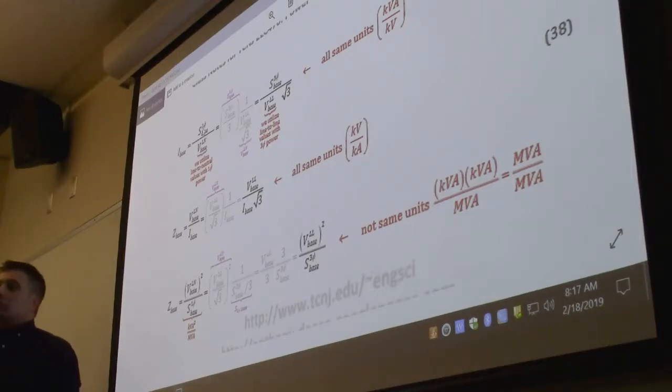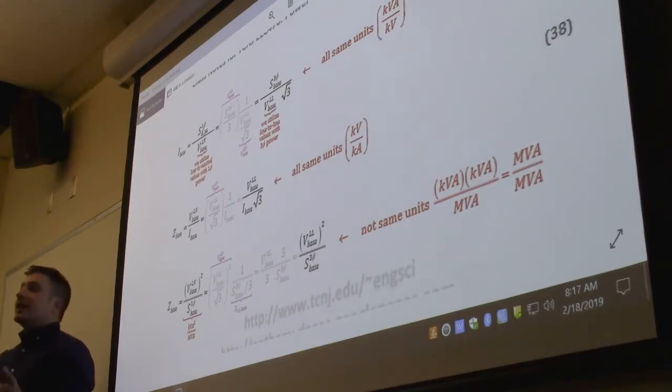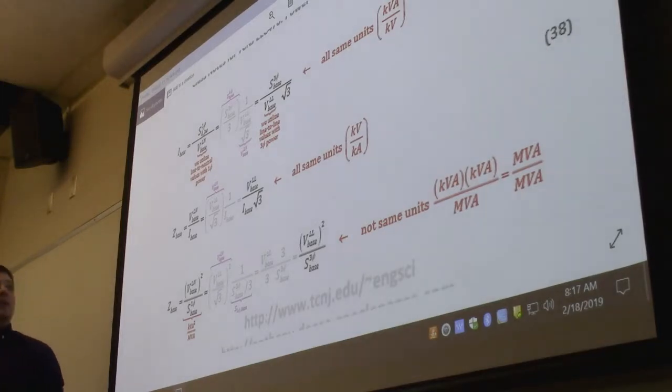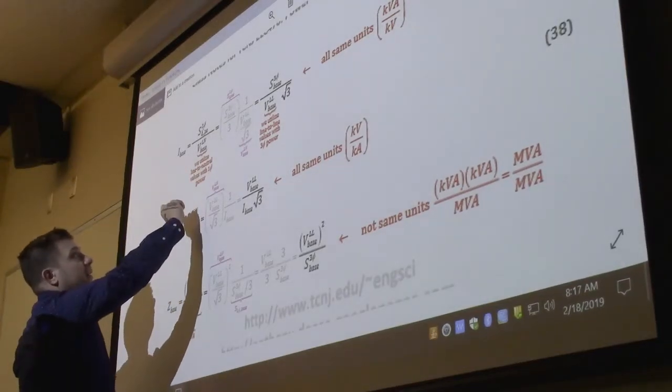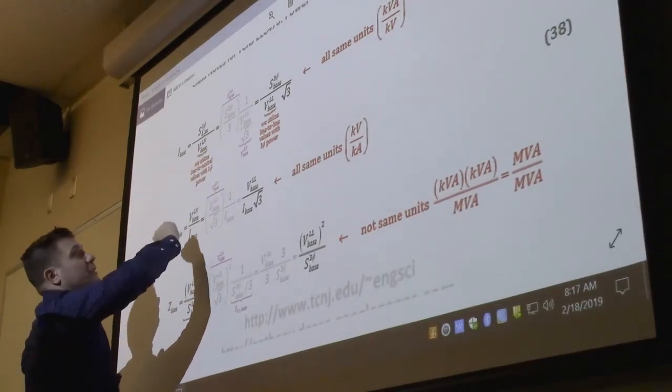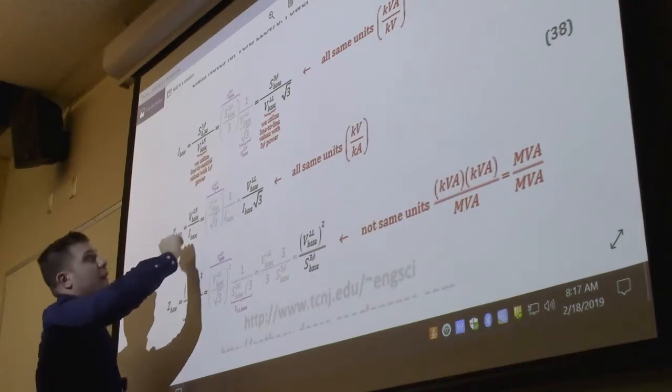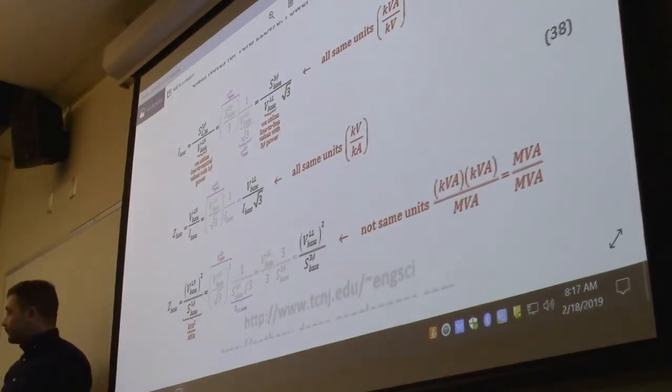So the rules that we use to convert the bases are the same as the rules we use for voltages and powers early on. Remember, we said single-phase power is equal to 3-phase power divided by 3. So we have single-phase power here. If we want to convert it to 3-phase power, we insert 3-phase power divided by 3.